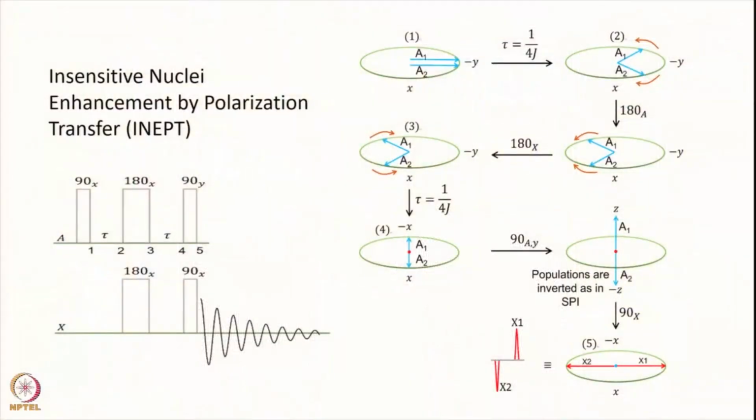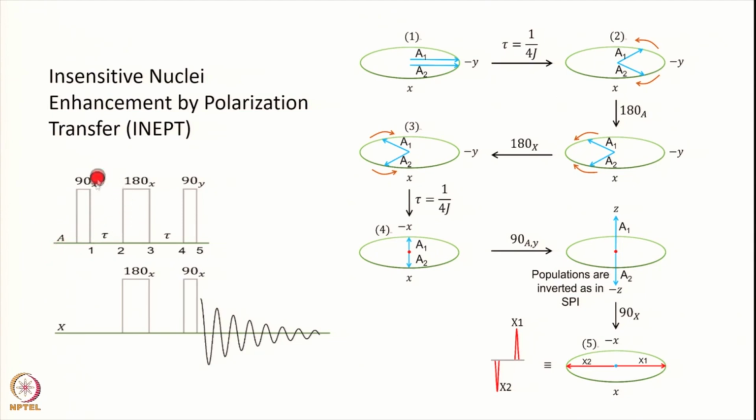The pulse sequence goes like this. This is called insensitive nuclei enhancement by polarization transfer, or in short INEPT. The experiment starts like this. You have the A spin here and the X spin there, and the X spin is supposed to be the less sensitive one and the A spin is supposed to be the more sensitive nucleus. So, now we apply a hard pulse to A. Hard pulse means it is not selective anymore. All the transitions of the A spin are excited.